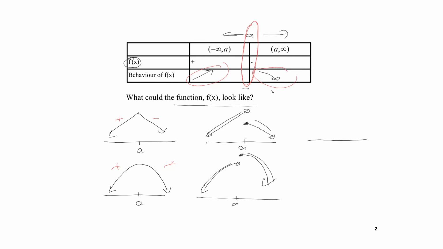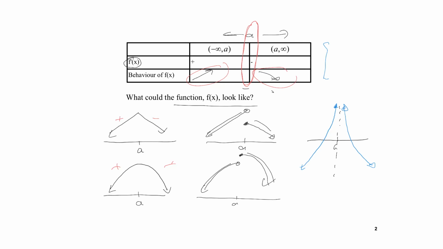Another possibility is, instead of having a jump, we can have something called an infinite discontinuity, meaning we can have a vertical asymptote. So over here, I can take my graph and go up, curving up to create asymptotic behavior. And to the right of a, I'm going to go down. Something like a rational type of function, maybe with a vertical asymptote.